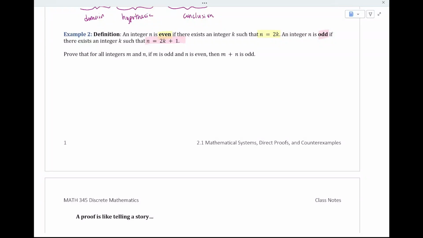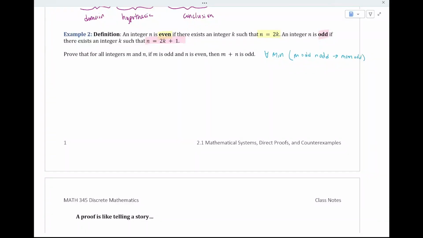So keeping those definitions in mind, we want to prove that for all integers m and n, if m is odd and n is even, then m plus n is odd. And according to the last chapter, we could write something like: for all m and n, if m is odd and n is even, then m plus n is odd. So we could write it in some sort of structure. That's not totally necessary, but if that helps you digest a little bit what's happening, you're free to do that.